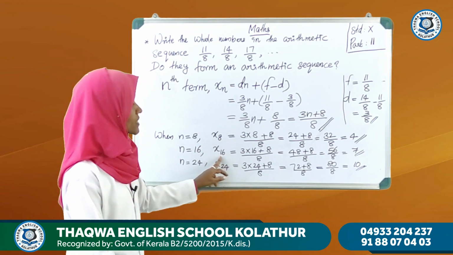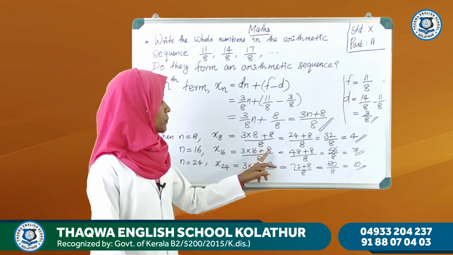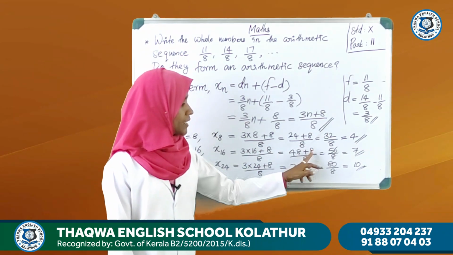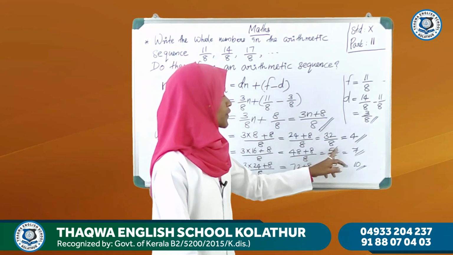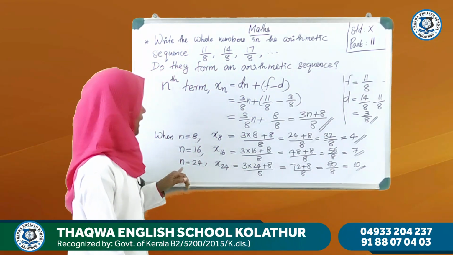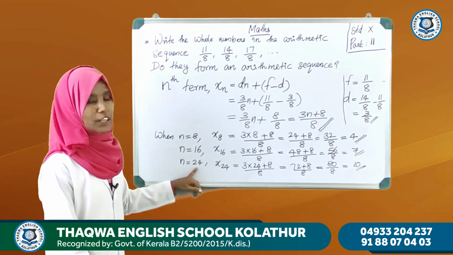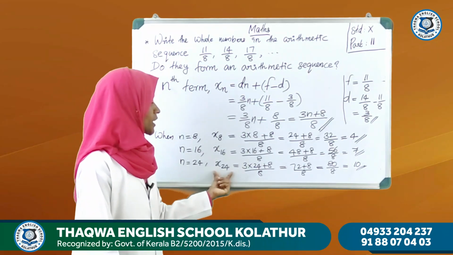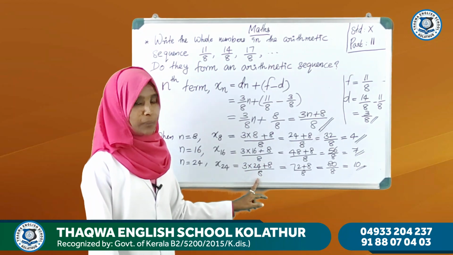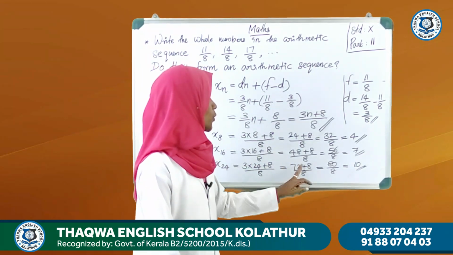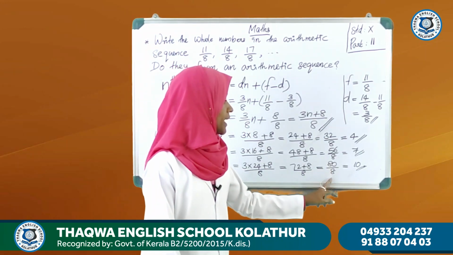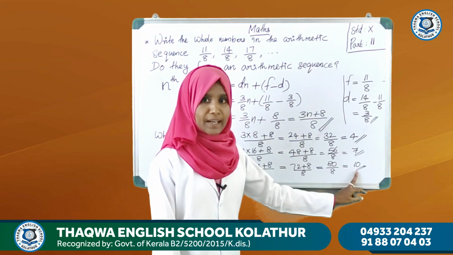The next, n equals 16. 16th term of the sequence is 3 into 16 plus 8 by 8. That is 48 plus 8 by 8. That is 56 by 8. That is 7. Okay. The next, when n equals 24, 24th term of the sequence is 3 into 24 plus 8 by 8. That is 72 plus 8 by 8. So, 80 by 8, the value is 10.